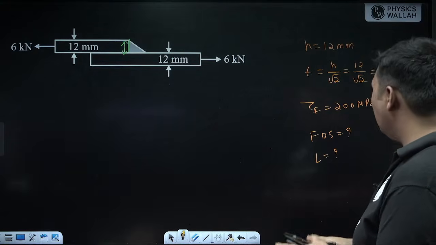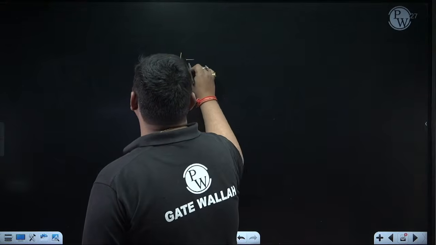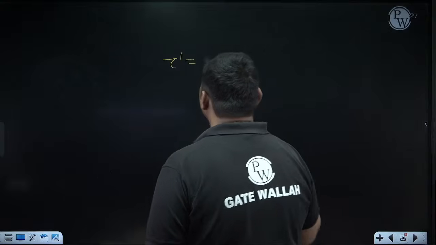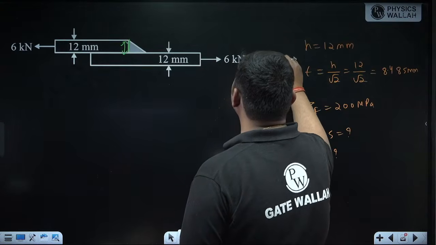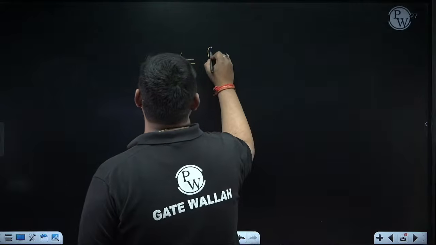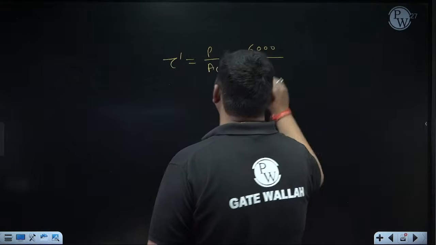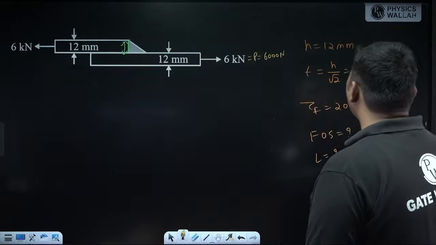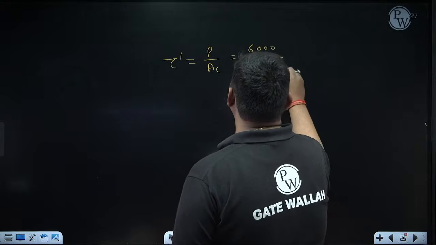Yes, it's correct. So see, the formula to calculate direct shear stress in a transverse fillet weld is force upon throat area. Suppose this force I am denoting as P. It is 6 kilonewton, in Newton, 6000 Newton. So you can directly use force upon throat area. Force is 6000 Newton. Now throat area will be throat thickness into length of the weld. Throat thickness is T, which is 8.485 mm, into length of the weld, suppose L.